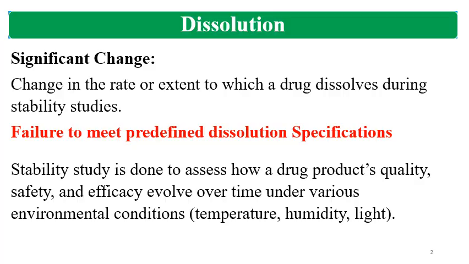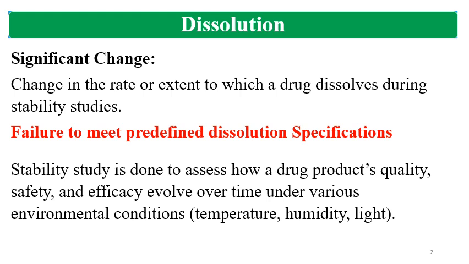So significant change in the dissolution is change in the rate or extent to which the API or drug dissolves during the stability studies. Significant change in dissolution simply means failure to meet the predefined dissolution specifications. If your dissolution is not meeting the predetermined specifications, then you can say that there is a dissolution failure and it will be a significant change.